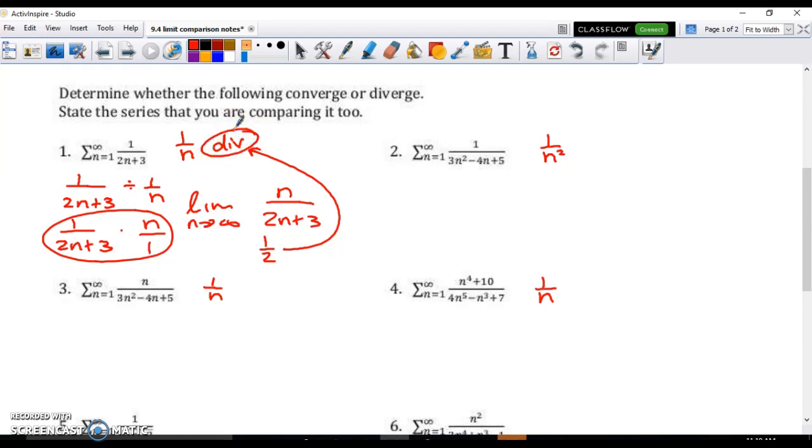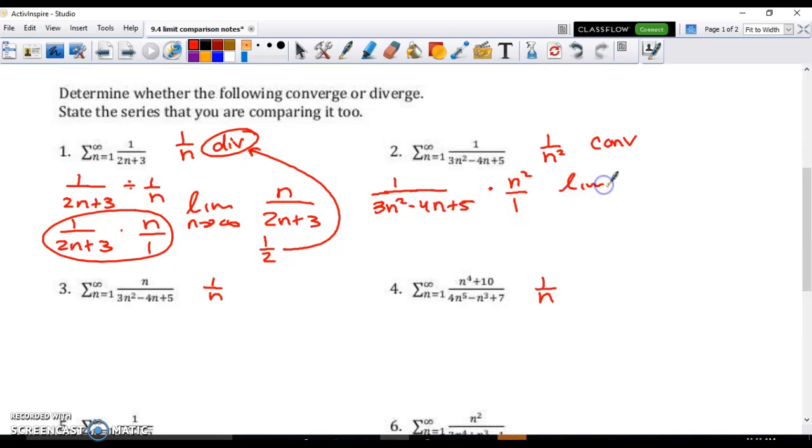This is very different than a lot of the other tests that we've done so far. All right, let's look at another one. I already have what this is going to compare to, 1 over n squared. This one will converge by p-series because 2 is greater than 1. I'm going to take my original function and divide by 1 over n squared, which is going to flip and multiply.